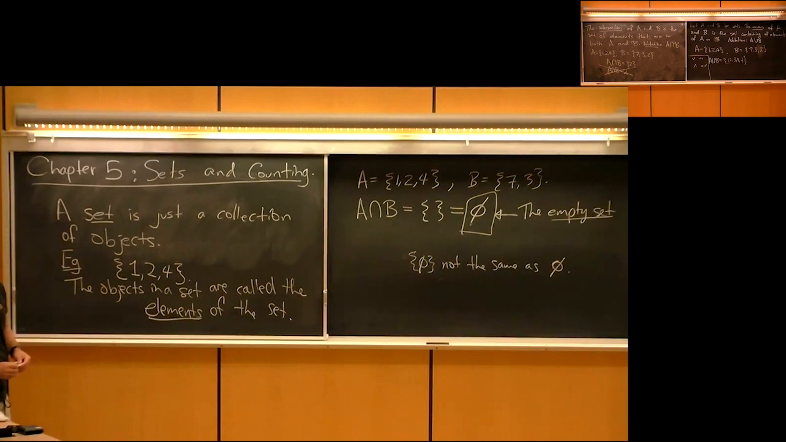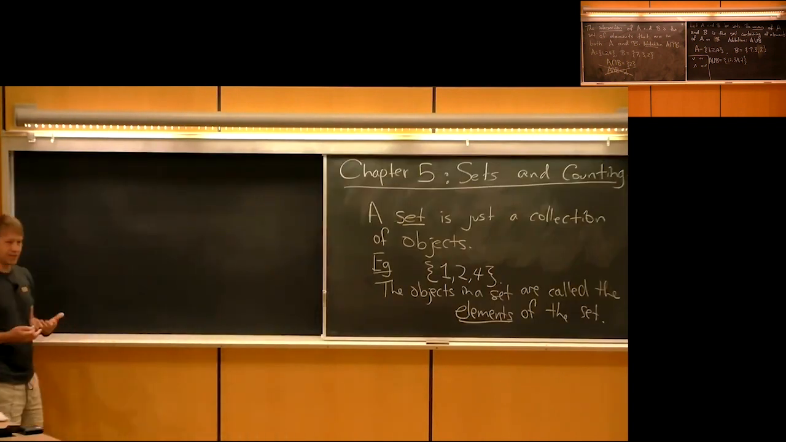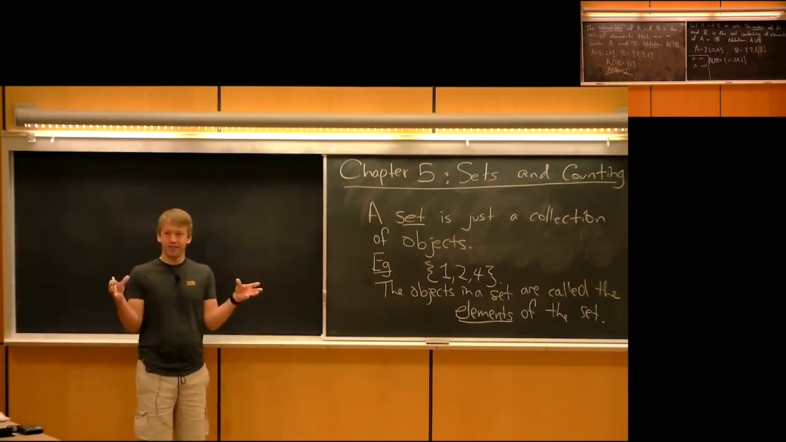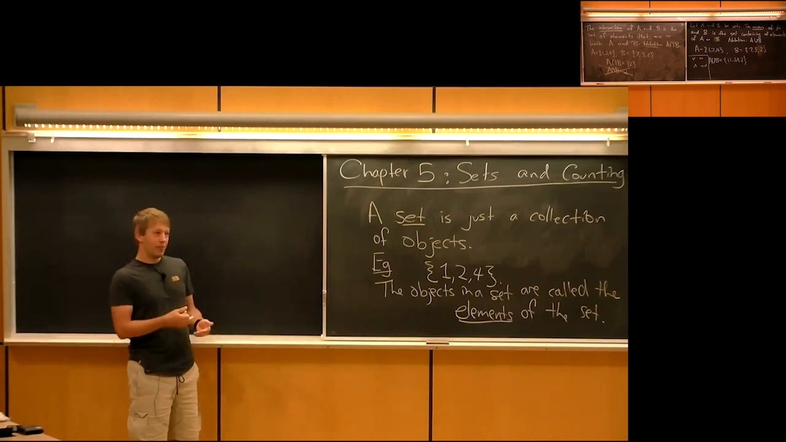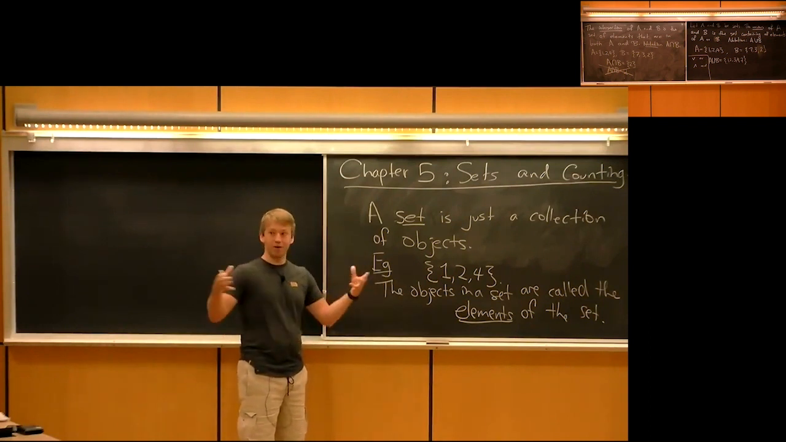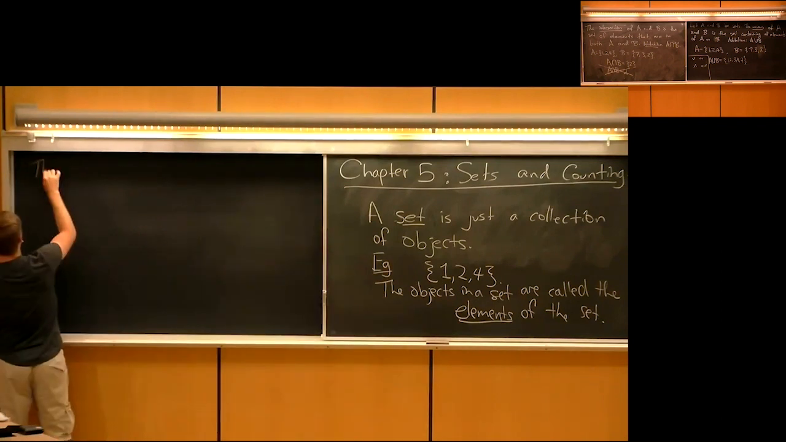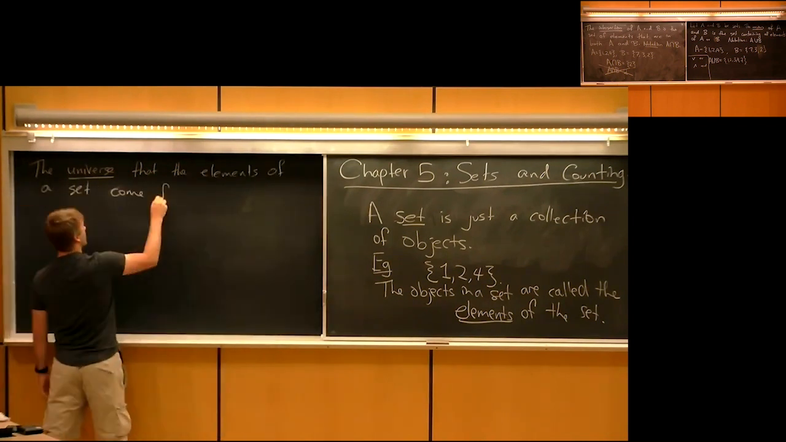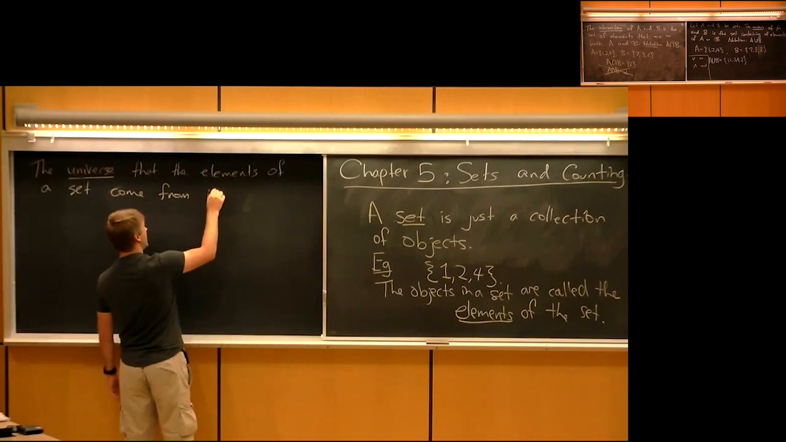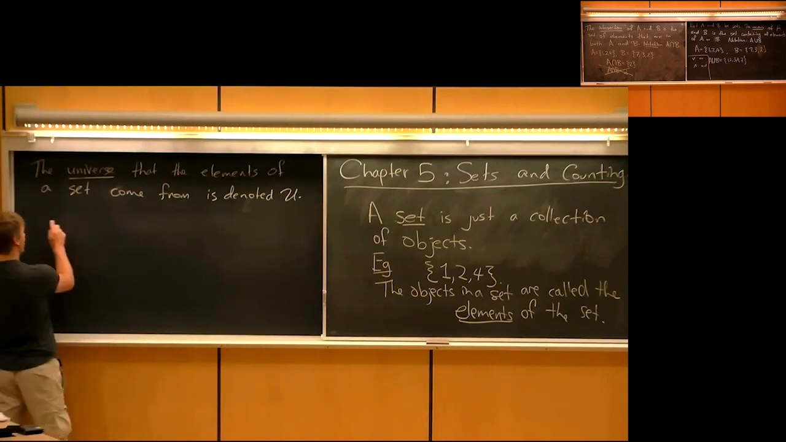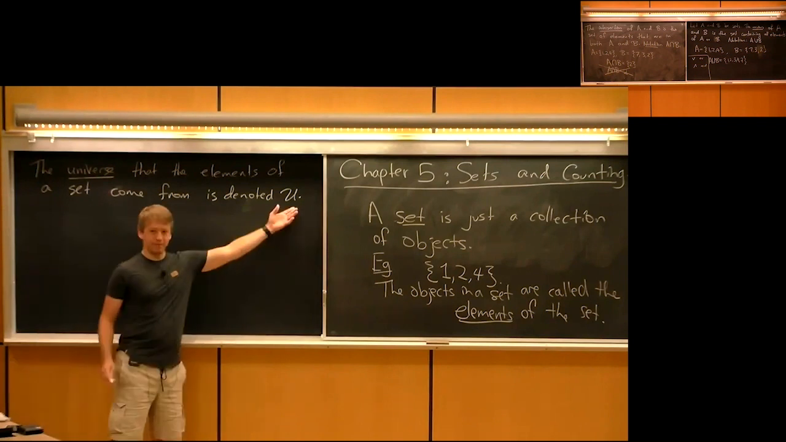Okay, so often when we're dealing with sets, we often think of things as belonging to a sort of universe in some sense. So when I'm writing these sets containing numbers, you might implicitly think, oh, the elements come from the set of all numbers or the set of all integers. So the universe that the elements of a set come from is denoted U. The reason for doing this probably isn't obvious right now, but let me give you another definition which explains why we sometimes need to specify a universe.